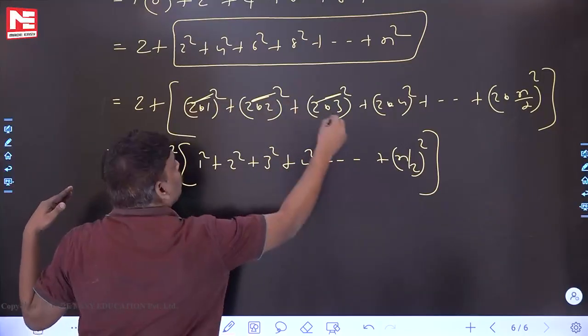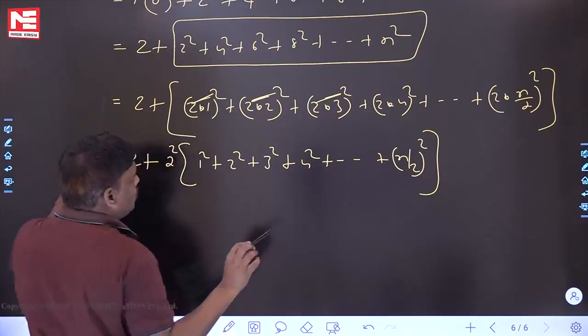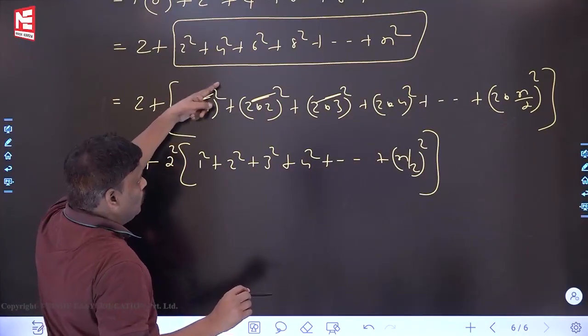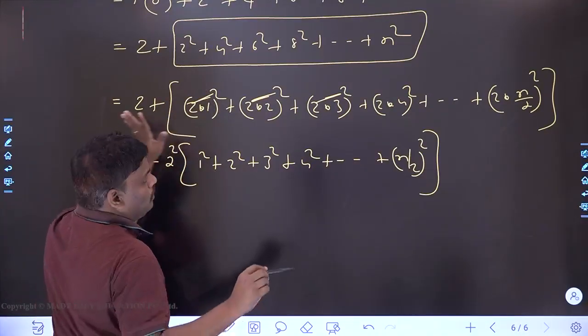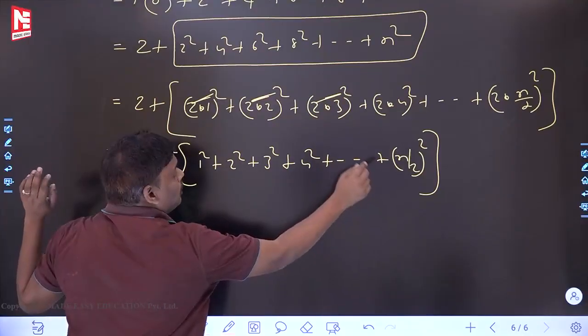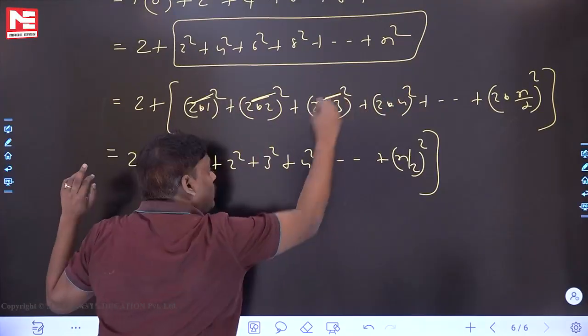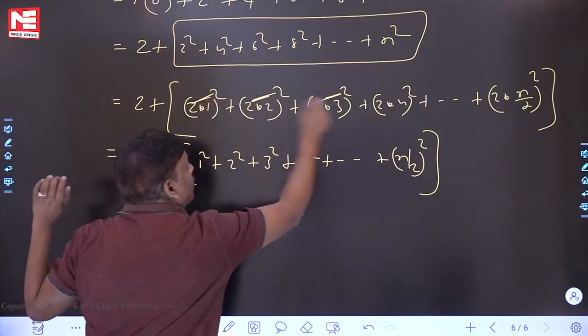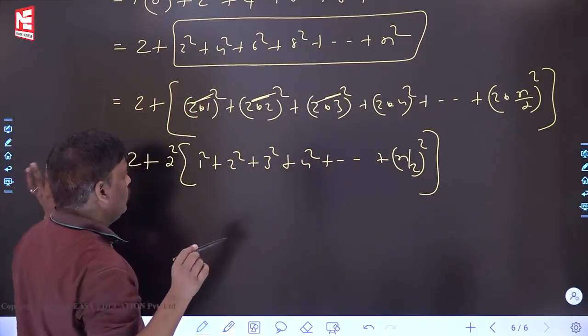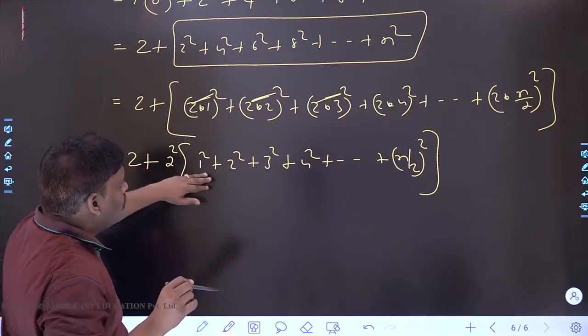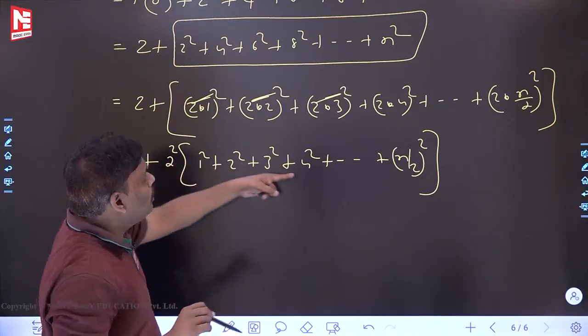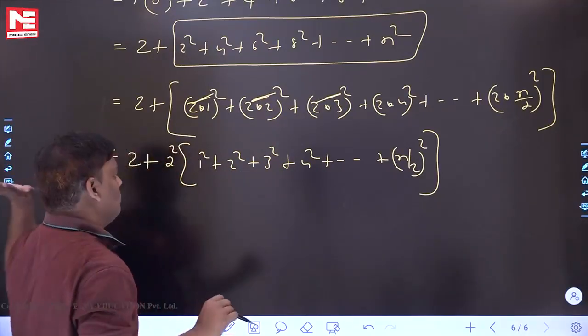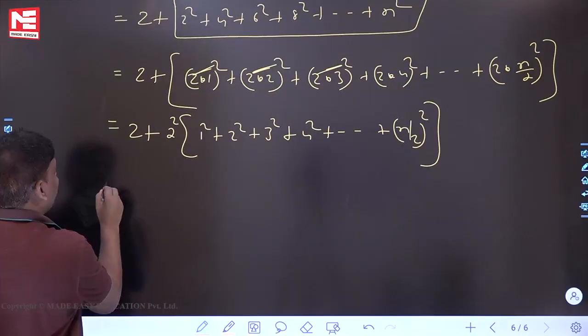So even numbers I converted to normal numbers. Here also even number squares are there, here normal number squares, everything, even and odd. But one thing, n by 2 terms are there, here also the same. After making 2 square common, it became the sum of n by 2 natural number squares. I think everyone knows how to solve this one.